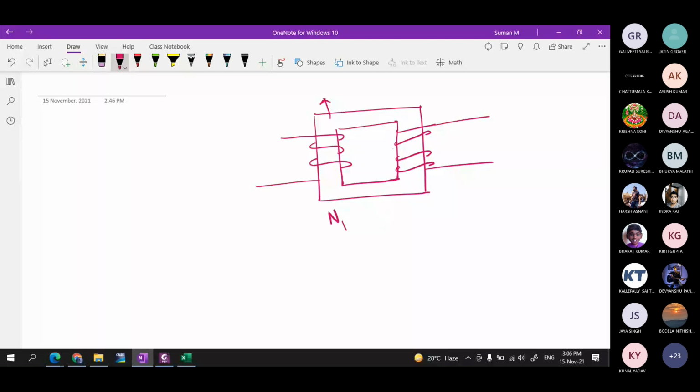Let's say the number of windings on this side is N1 and the number of windings on this side is N2. We are not seeing equations. Let us discuss the concept; equations we will see later. So you apply some voltage source here.